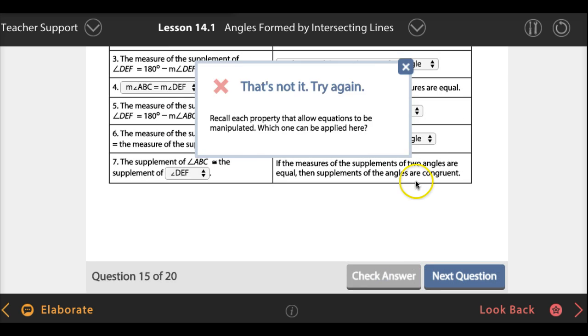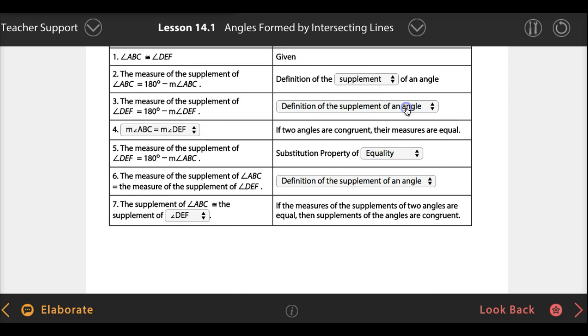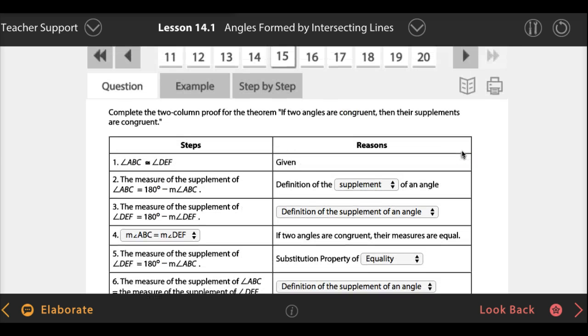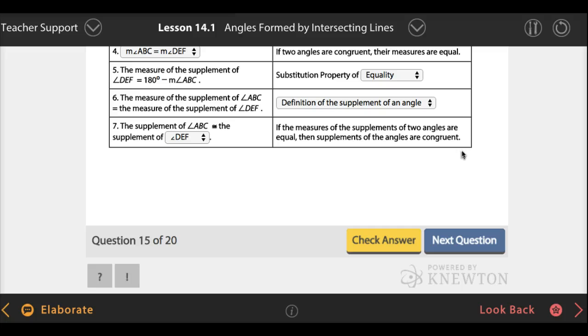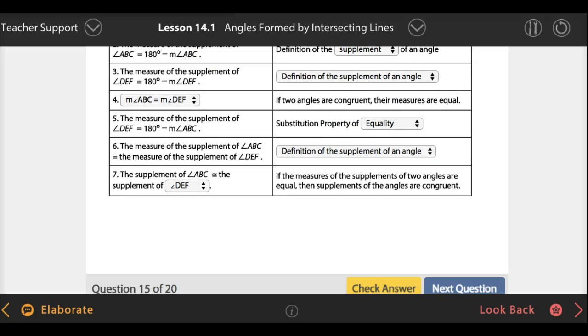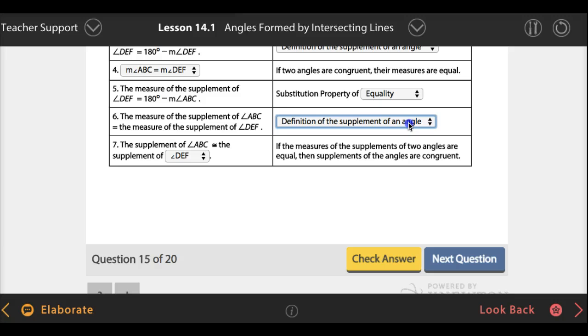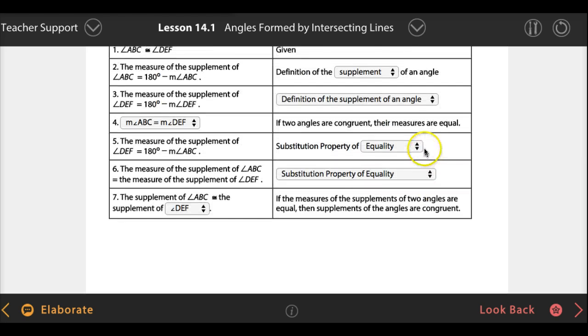Okay, let's check the answer. I knew it! What happened? Which one is wrong? So I'm going to change this one because this is the one that I wasn't quite sure of, and check the answer. I knew it. But why is it substitution property?